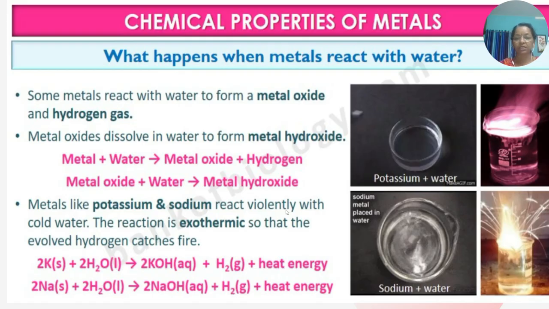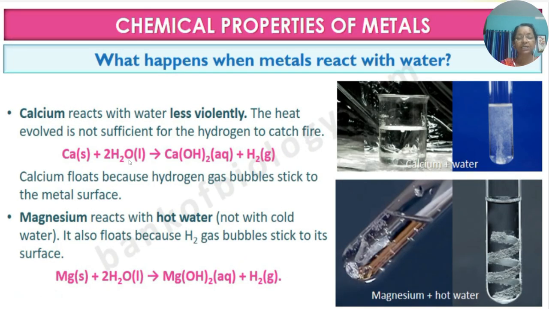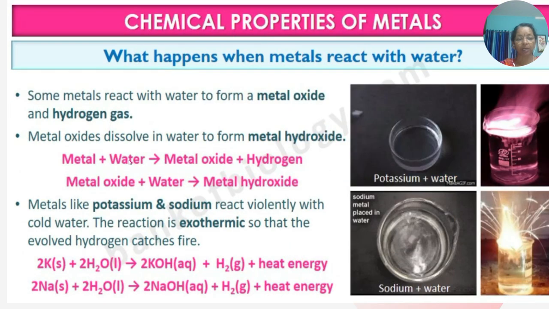Now why? Because this reaction of sodium and potassium with water is highly exothermic. So the hydrogen gas produced catches fire. That is the reason for the flame. The hydrogen gas produced catches fire due to the heat liberated during the reaction. It's a highly exothermic reaction of sodium and potassium with water. So keep in mind, sodium and potassium react very vigorously with water.